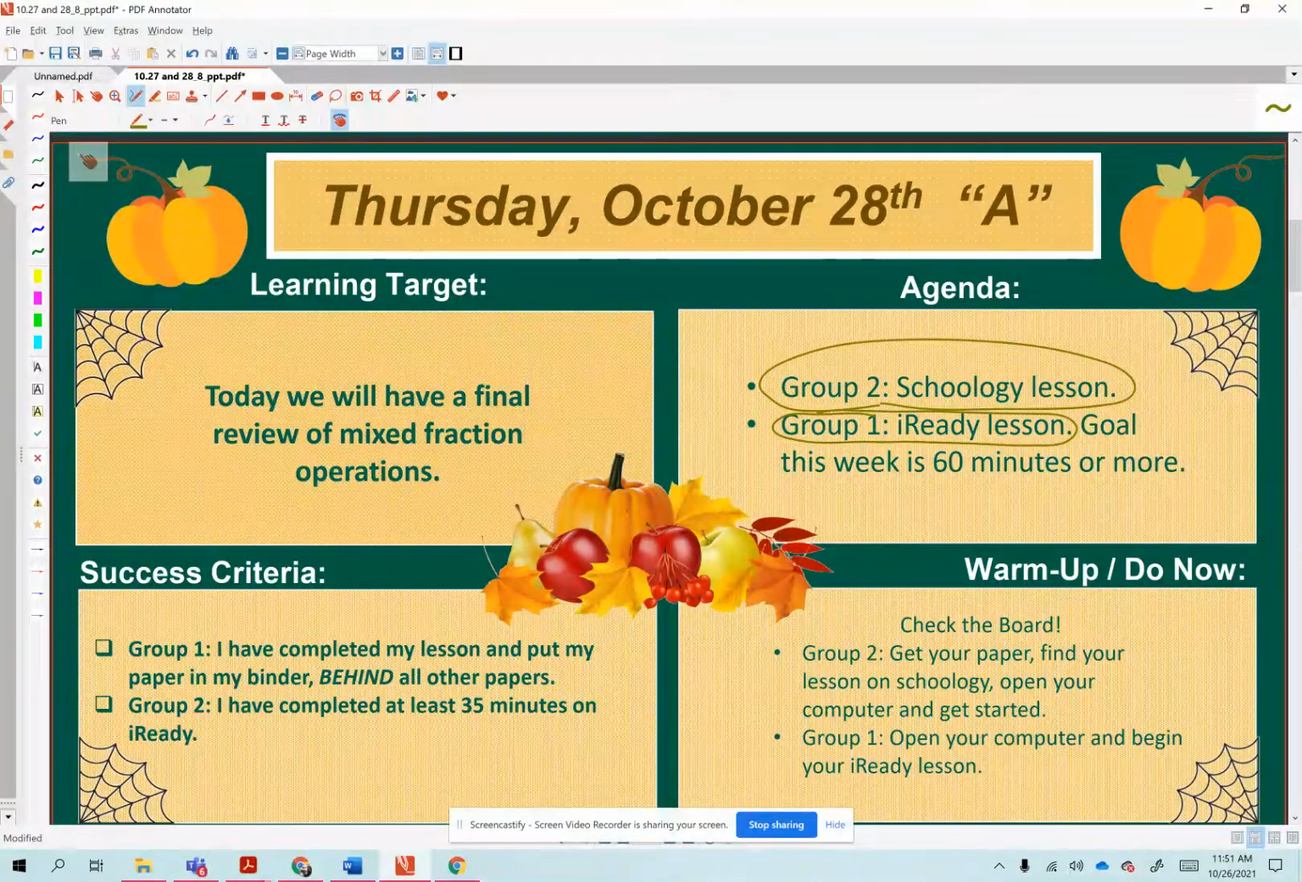Remember, 60 minutes of iReady gets you all that full credit and gets you an A+ grade in Power School every week. So remember, if you are in group one, make sure you've completed your lesson and put your paper in your binder behind all of the other papers. That way they are in date order. If you are in group two, try to complete at least 35 minutes. More is better, and that will get you really strong in math. So make sure you are doing exactly what you need to be doing according to what group you are in.